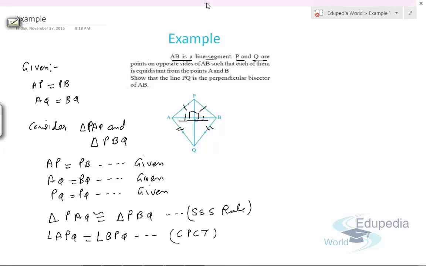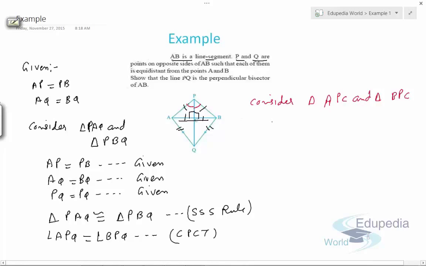Let me mark the angles first on the diagram so that you can see. This angle equals this angle, by CPCT. Now we need to prove PQ is the perpendicular bisector of side AB. Let's consider another two triangles, triangle APC and triangle BPC, and see how we can prove these two triangles congruent.